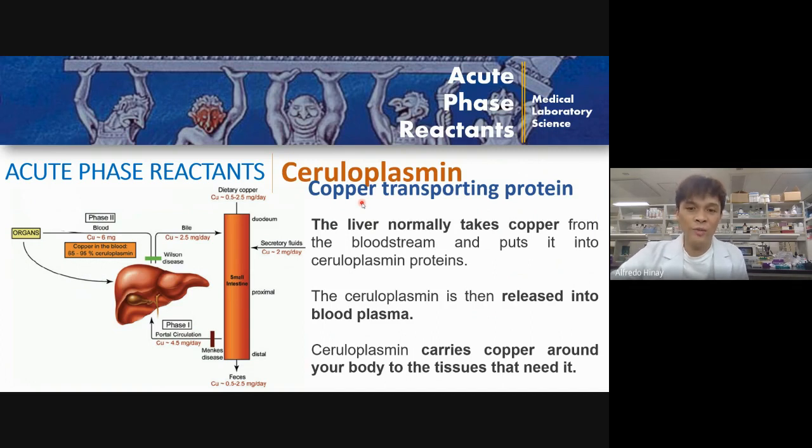Okay, the liver normally takes copper from the bloodstream and puts it into your ceruloplasmin protein. The ceruloplasmin is then released into your blood plasma. So your ceruloplasmin carries your copper around your body to the tissue that needs it. So if there is a lack of copper, your ceruloplasmin stores your copper, and if for example during inflammation there's a need of your copper, then your ceruloplasmin will increase and transport that to a specific part of your tissue that requires it.